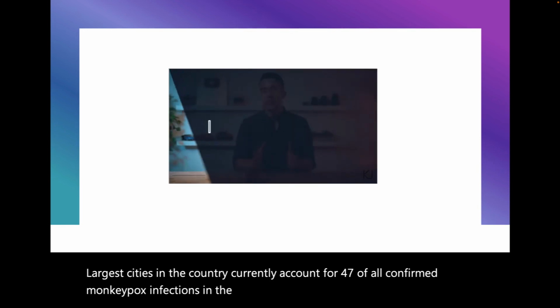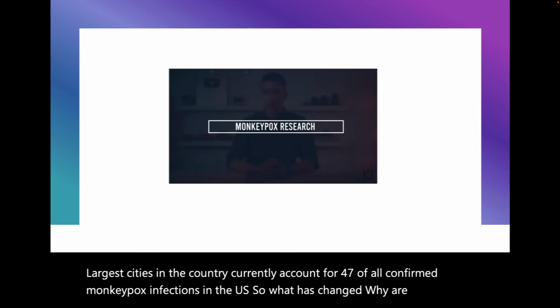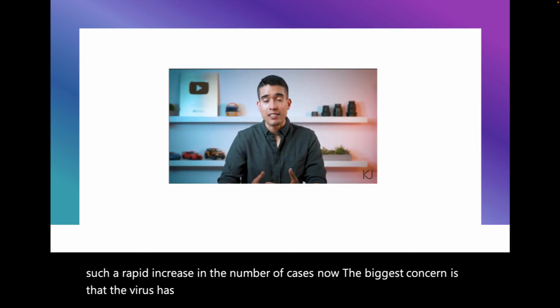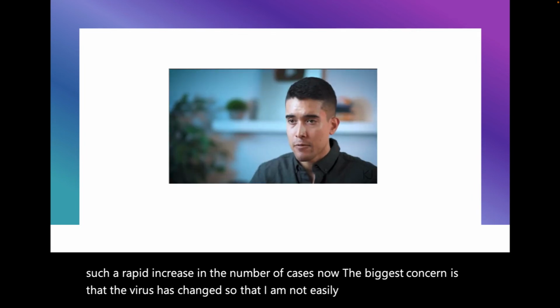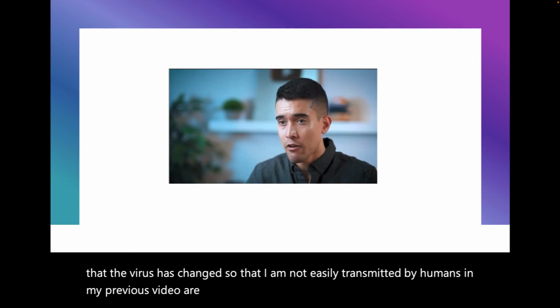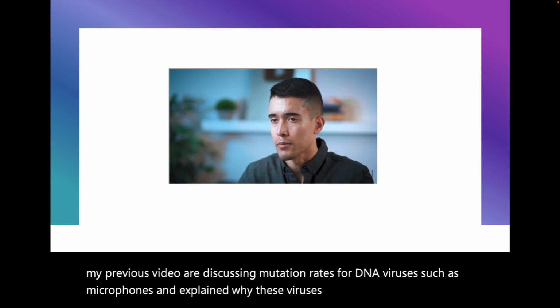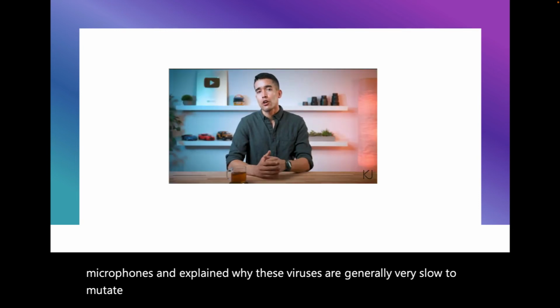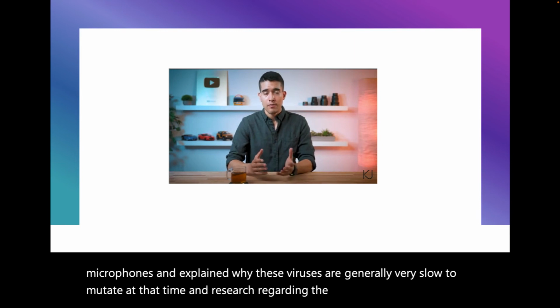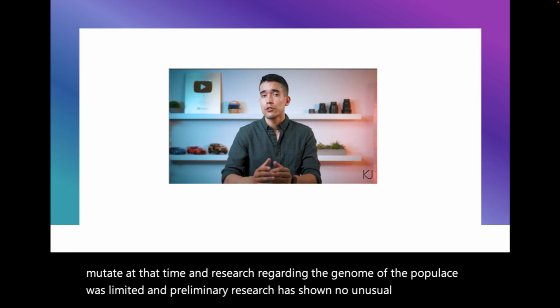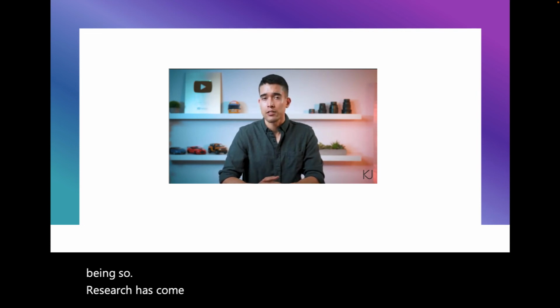So, what has changed? Why are we seeing such a rapid increase in the number of cases now? The biggest concern is that the virus has changed so that it is more easily transmitted by humans. In my previous video, I discussed mutation rates for DNA viruses, such as monkeypox, and explained why these viruses are generally very slow to mutate. At that time, research regarding the genome of monkeypox was limited, and preliminary research had shown no unusual mutations. That being said, new research has come out since then that may suggest otherwise.